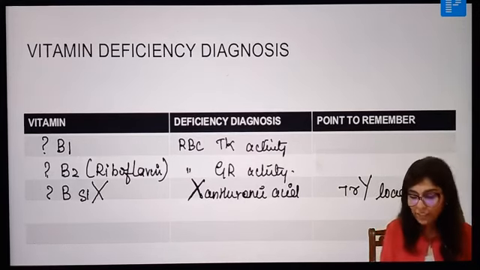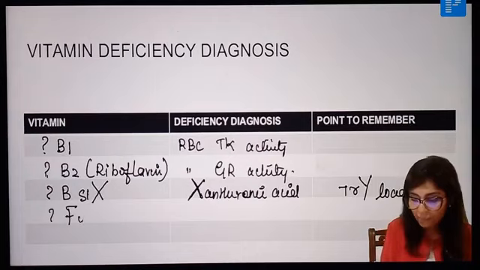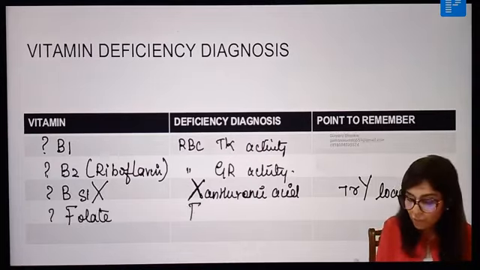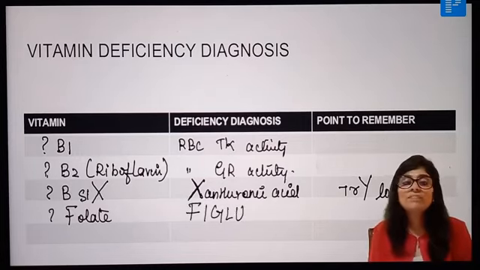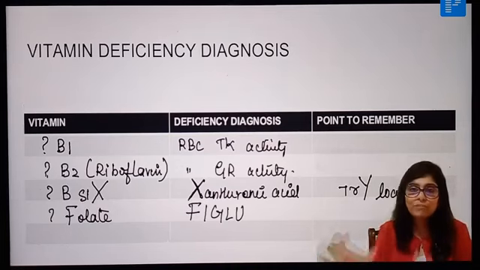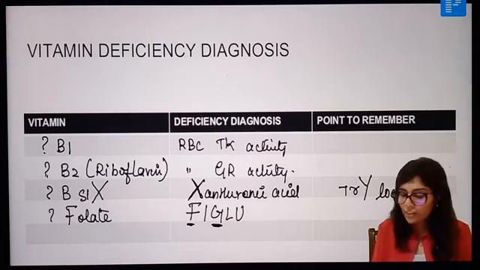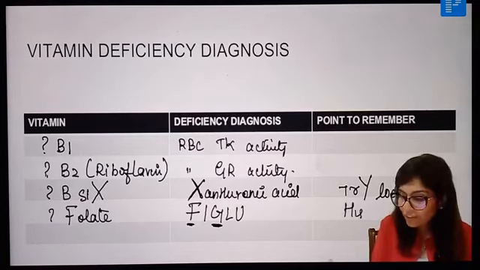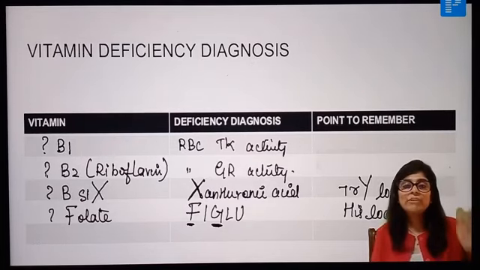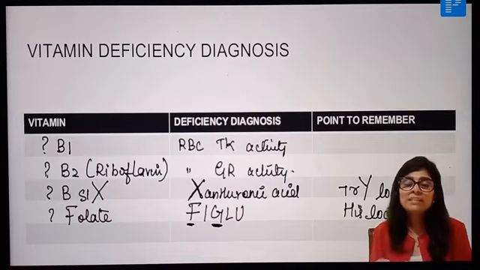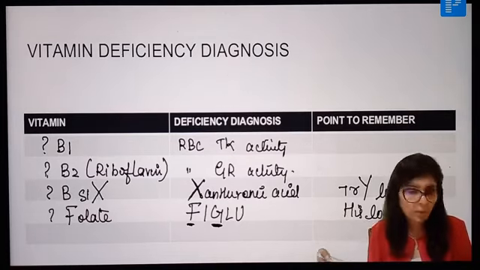Okay. If you suspect folate deficiency, what is the first letter for folate? F. So what should you estimate? You should estimate FIGLU levels. F for F, folate deficiency, FIGLU levels. In FIGLU, F and G are over. So you estimate FIGLU levels after histidine load. Do you understand this? After F, G is over. The next alphabet is H. So FIGLU levels have to be estimated after histidine load.